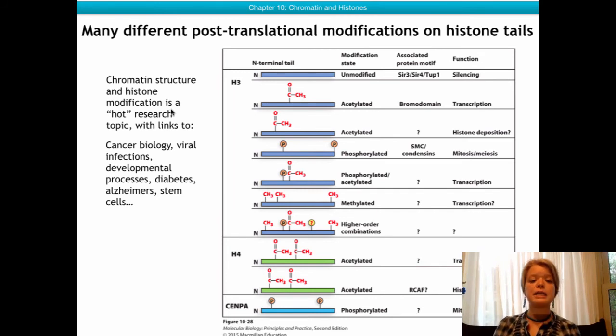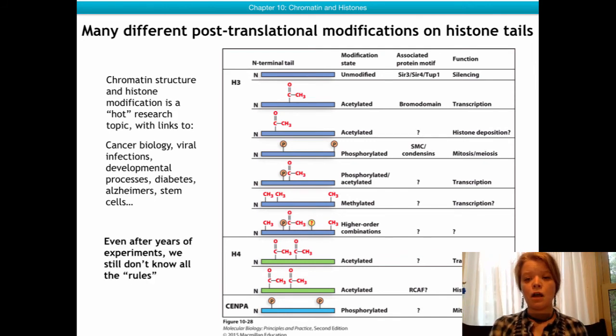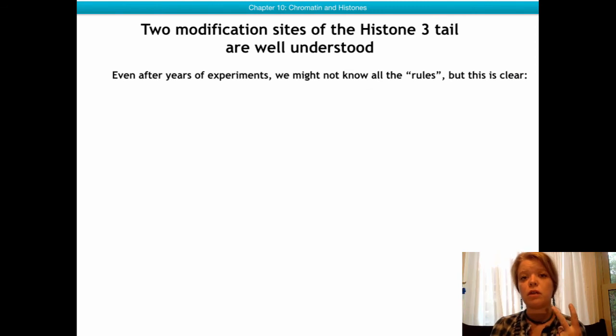A lot of work is still being done on it because the way histones affect gene regulation is very important to understand, both for cancer, for a lot of other diseases such as diabetes and Alzheimer's, and just understanding epigenetic inheritance, you have to understand different histone modifications. And you cannot really call rules on most of them. However, there are three locations that we can understand pretty well.